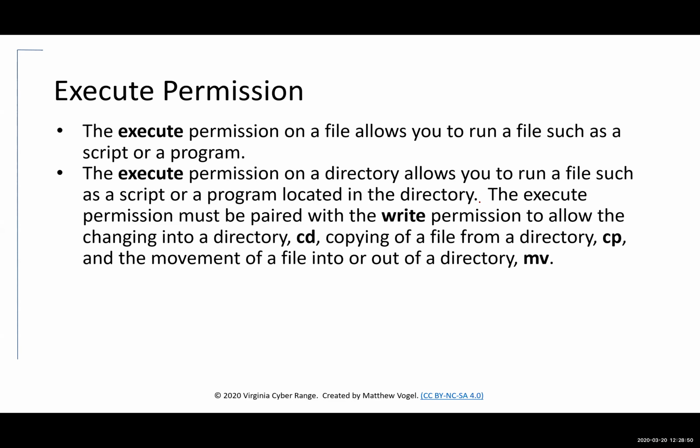Execute permission lets you execute. The execute permission is only meaningful on a file that is executable, so it's got to be a script or a program. That allows you to execute the program. It is possible to have an executable program in your file system for which you give others read access, but you don't give them execute access. So they can get in there, they can see the file, but they can't execute it. And then execute permission on a directory allows you to run programs located in the directory. And then again, the execute permission paired with the write permission allows you to change into the directory and then copy and move files in the directory.